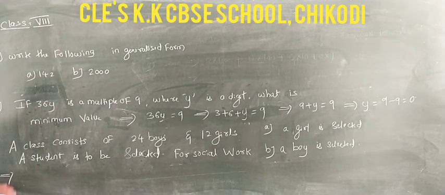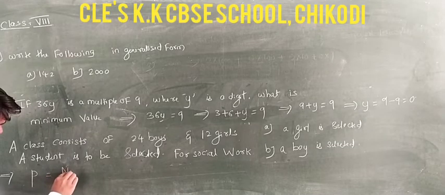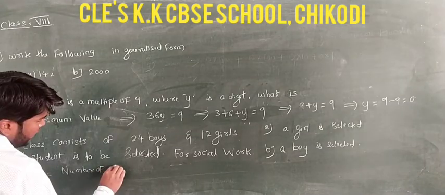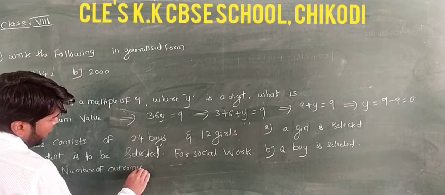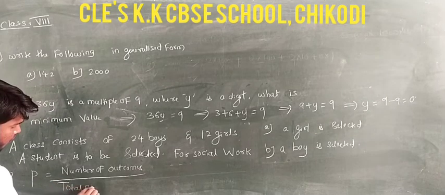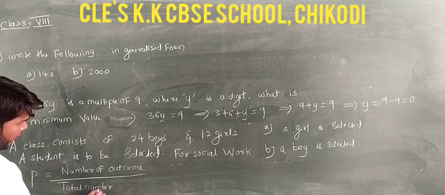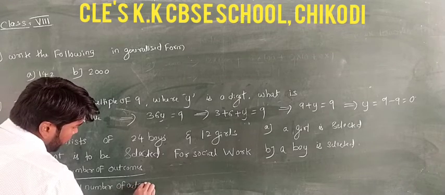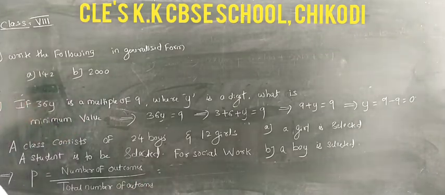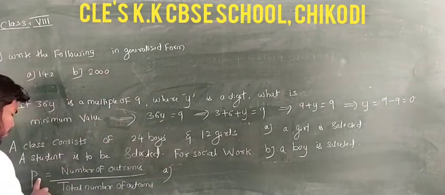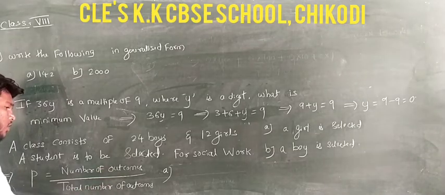See, dear students, you already know the probability formula. Probability is equal to the number of outcomes divided by the total number of outcomes. Number of outcomes divided by total number of outcomes. So this is the probability formula, for the first probability, A1.